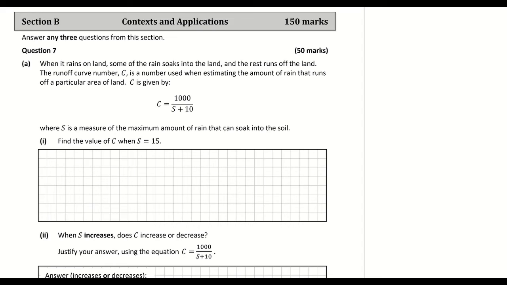So we're basically subbing in 15 for S. So C is equal to 1000 divided by S, which we're subbing in 15, plus 10. So C is equal to 1000 divided by 25. So therefore C is equal to 40.